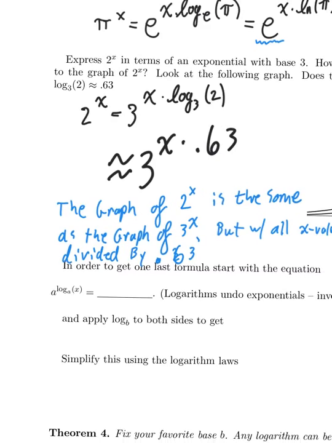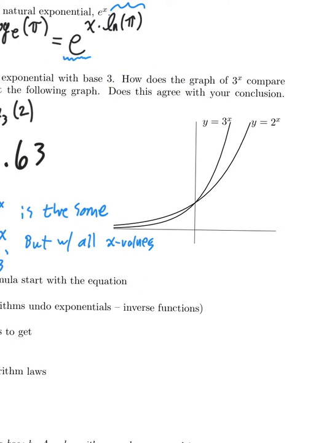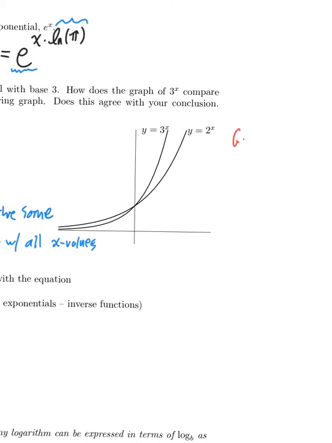So what does that mean? That means the graph of 2 to the x should look the same as the graph of 3 to the x, but all the x values will be divided by 0.63, so all the x values will get bigger by some factor. So that should mean the graph of 2 to the x is the same as the graph of 3 to the x horizontally stretched.